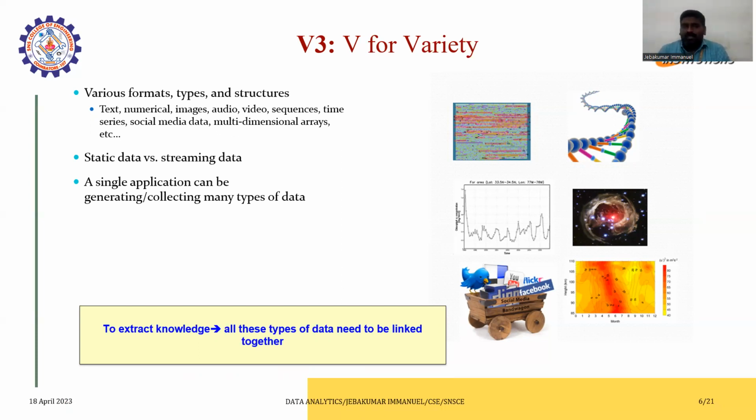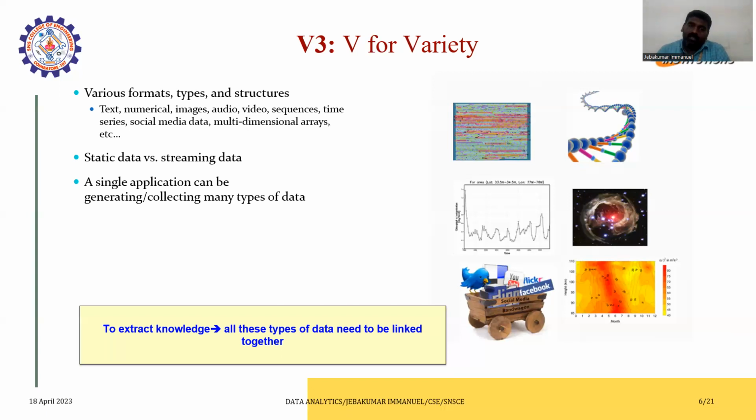So what are the varieties? It is text or numerical values or images, audio, video, streaming, social media data, multidimensional views like 3D data. So everything is needed. So big data is available to give a variety of data.